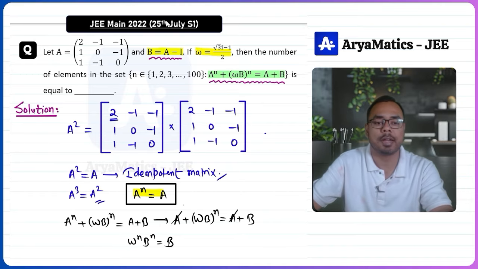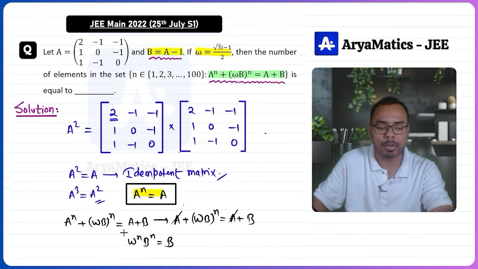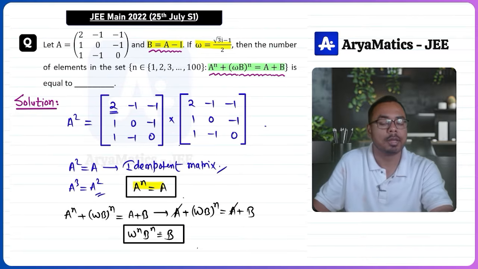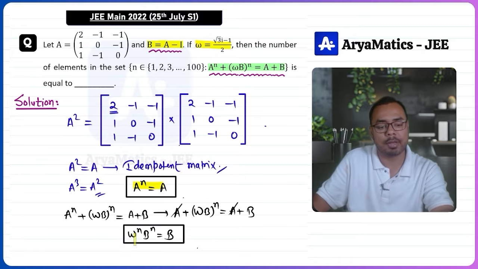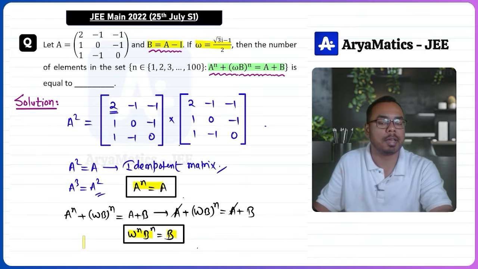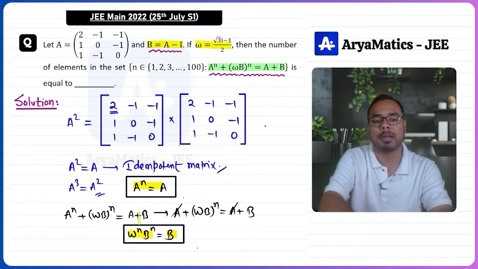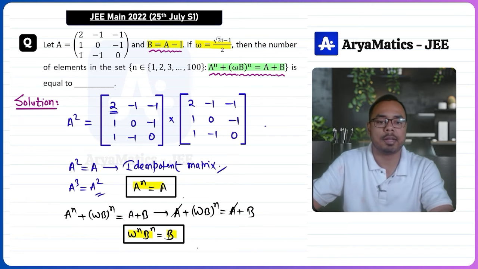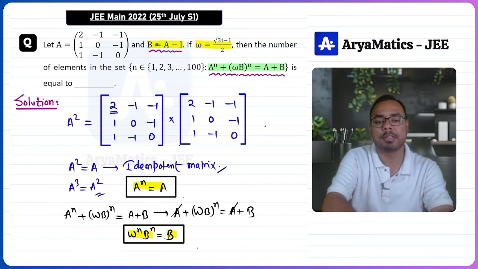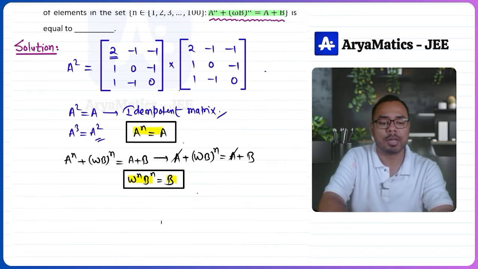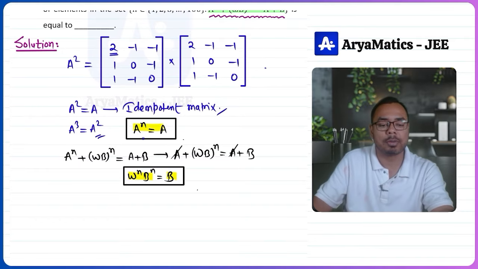So this is the relation that we have to satisfy. Because matrix A was idempotent, A raised to n is matrix A only. So now the equation that we have is omega raised to n into B raised to n, and this must be matrix B. Matrix B is A minus I. So now let us try to calculate different powers of B.